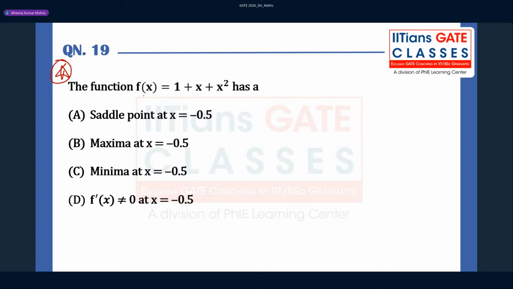The function given here is f of x equal to 1 plus x square. The options are: saddle point at x equal to minus 0.5, maxima at x equal to minus 0.5, minima at x equal to minus 0.5, and f dash is this.